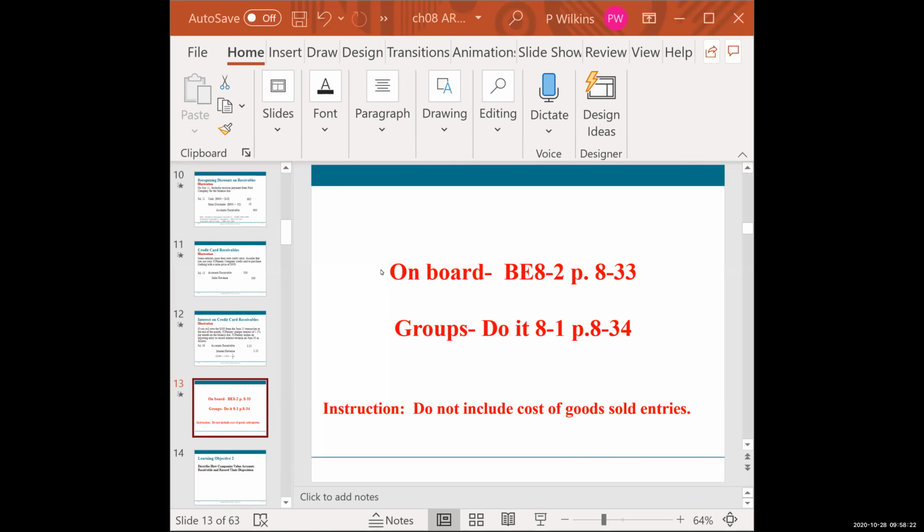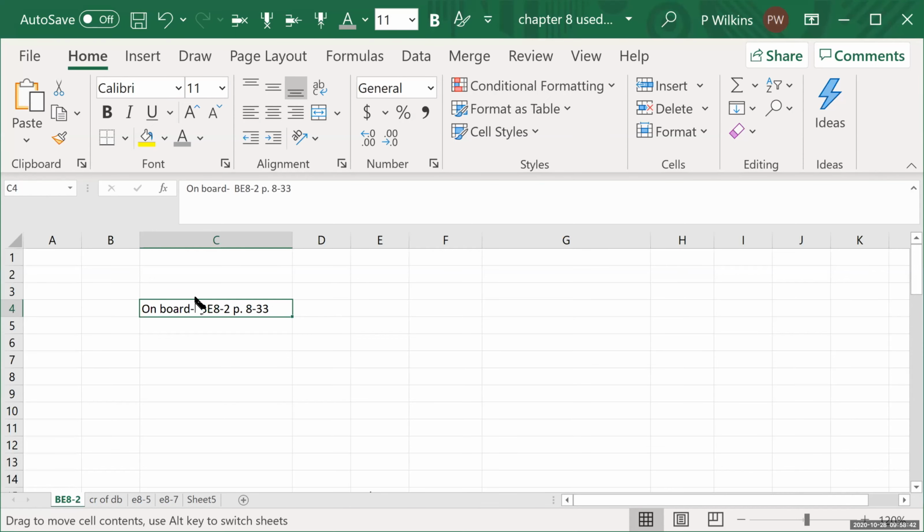Okay, so we are going to do BE82 on page 833, and I'm going to share an Excel sheet with you. So I'm going to stop sharing that, and I'm going to share the Excel sheet. All right, so we are going to work on BE82 on page 833, okay?